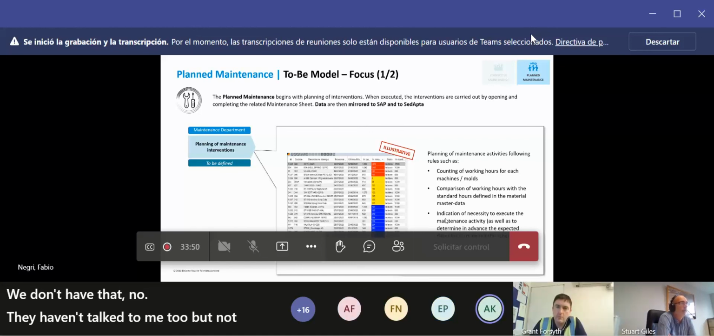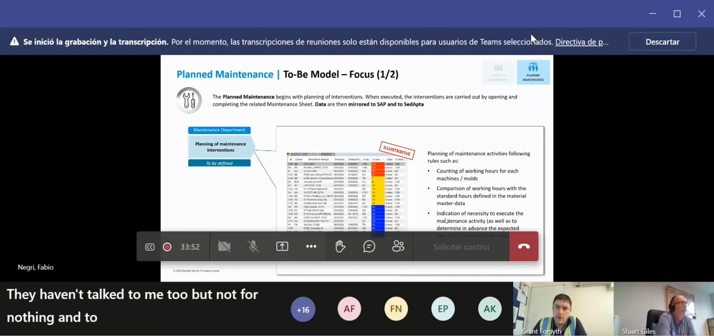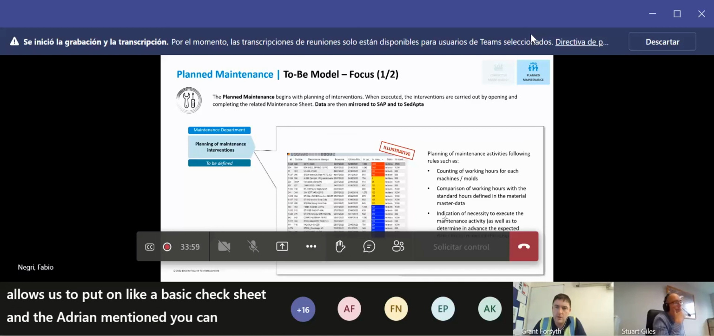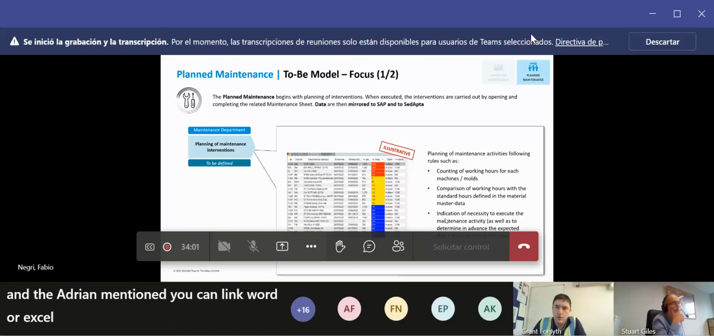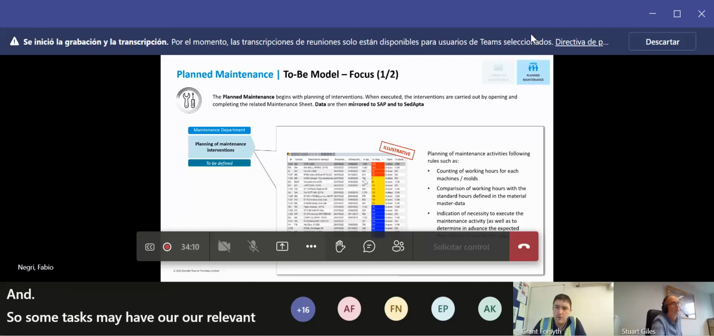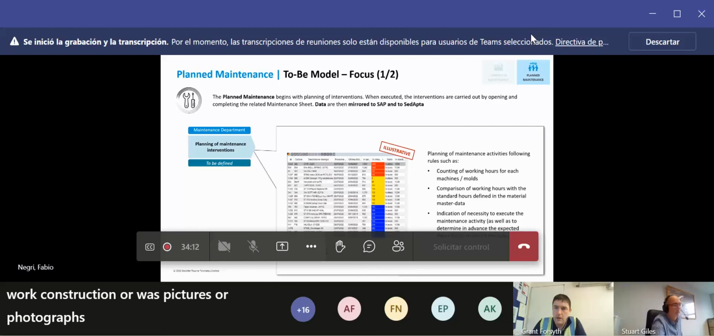On the WorkMate system, it allows you to put in a basic check sheet, and as Adrian mentioned, you can link Word, Excel, or PowerPoint documents to the work order it generates. So some tasks may have a relevant work instruction with pictures or photographs, but not all. We're in a similar situation where we're reviewing that across the plant.